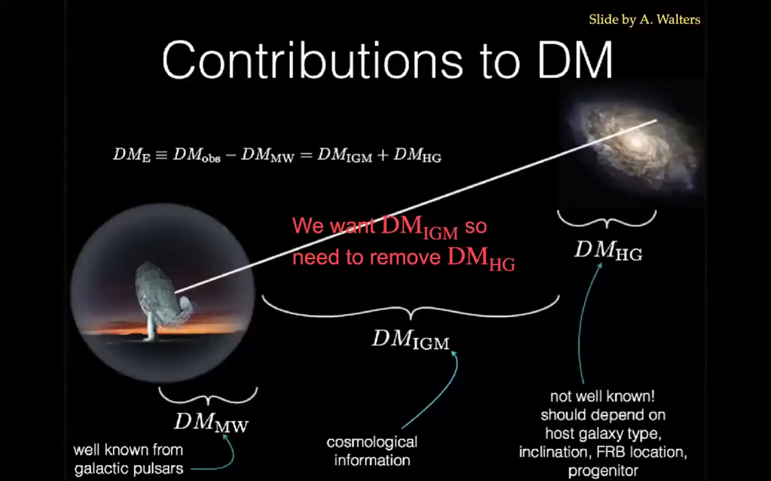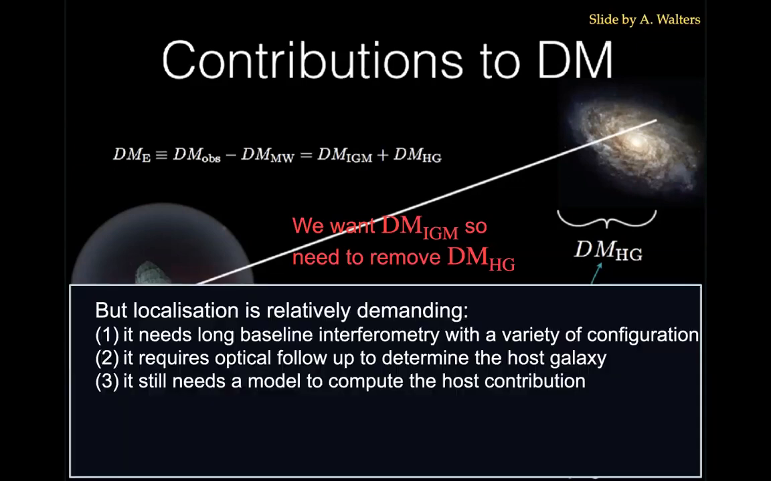Okay, so we want DM_IGM, so we need to remove DM_host galaxies. And how can we do this? Certainly future high-resolution radio arrays would have long baseline radio interferometers that can reconstruct the local image of the host galaxies and possibly isolate them from the total extragalactic DM. But now we don't have that tool. The question is, can we still do this?